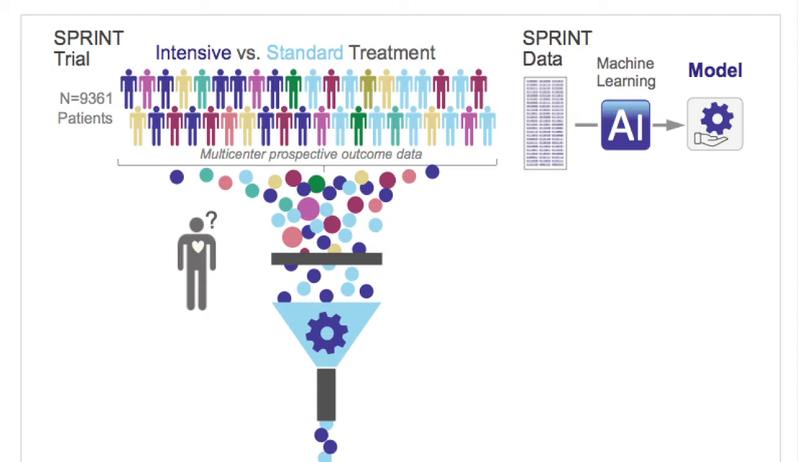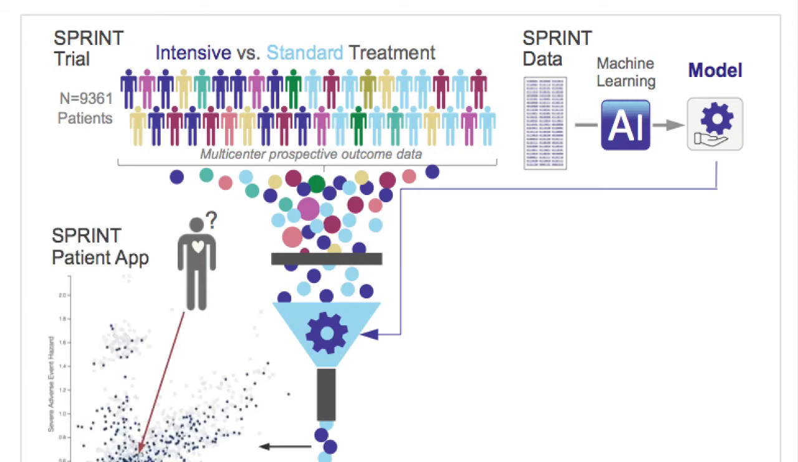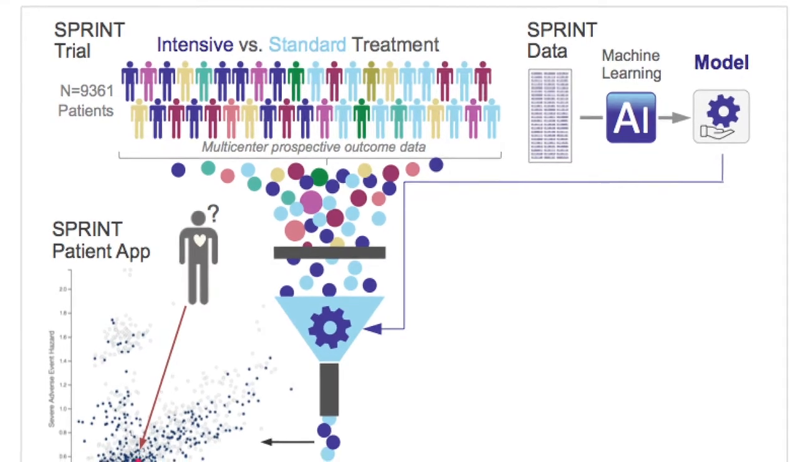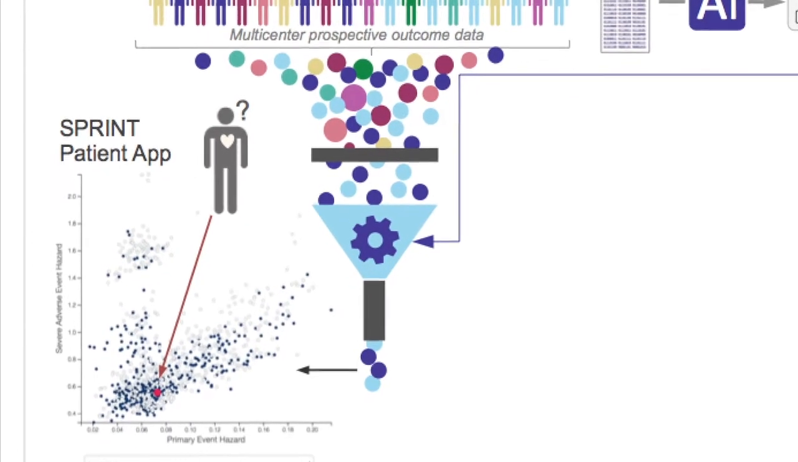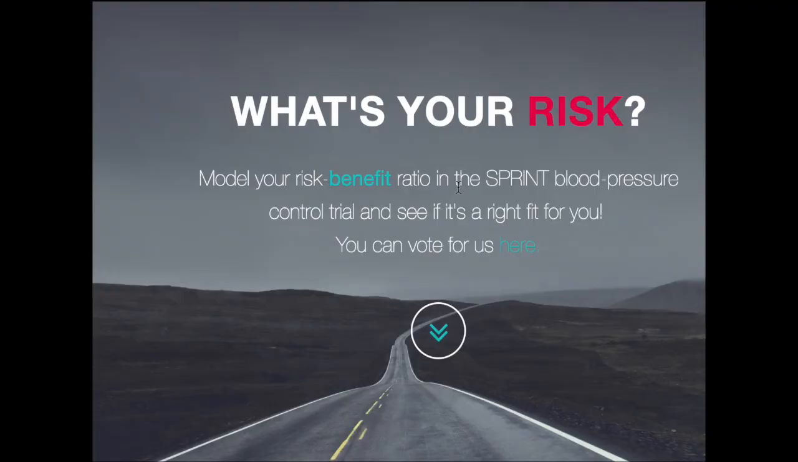In other words, you provide age, gender, BMI, and the computer model reruns the SPRINT trial with the matching patients, so you get an individualized risk-benefit profile. And the visualization tool allows you to portray your individual risk in comparison to that matched SPRINT trial population. Let me show you that real quick.